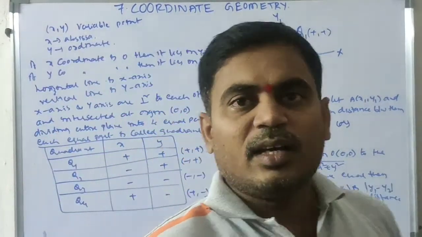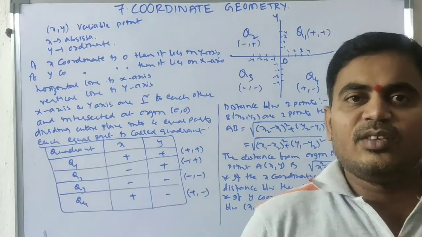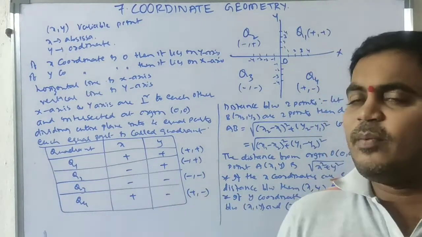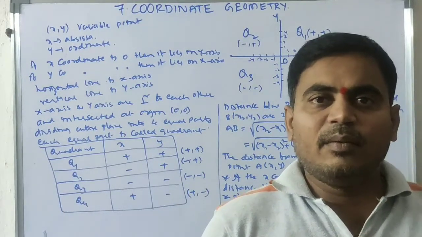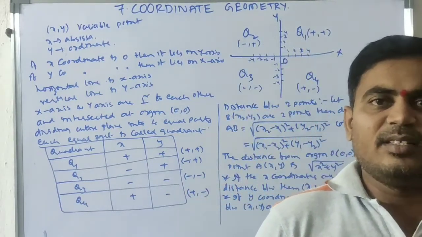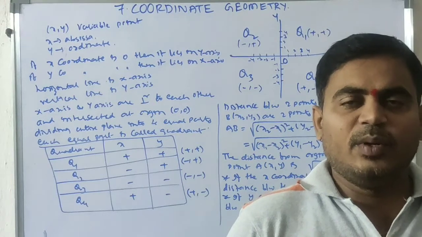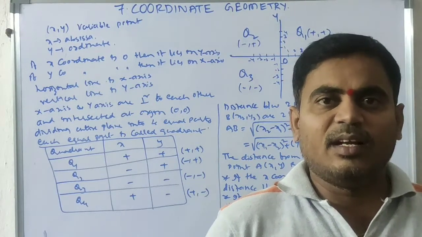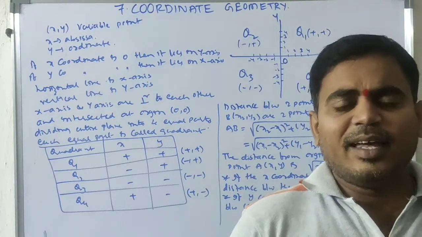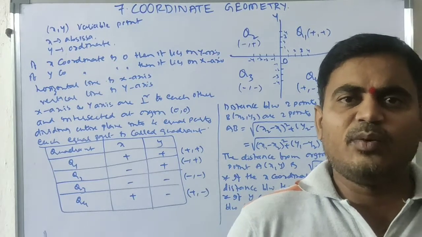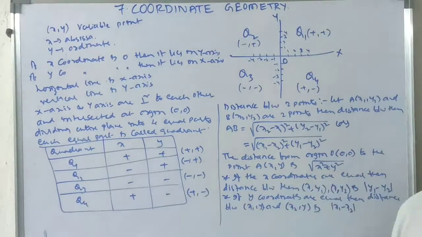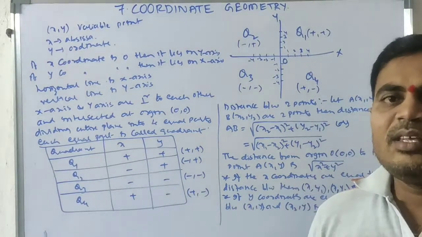Okay, so this is the basic information and the distance formula. Based on this distance, we can easily do the problems. The first exercise is completely based upon the distance formula. Let us consider 2 points A(x1, y1) and B(x2, y2). Then the distance between them is under root of (x1 minus x2) whole square plus (y1 minus y2) whole square, or else under root of (x2 minus x1) whole square plus (y2 minus y1) whole square. The distance from origin to point (x, y) is under root of x square plus y square.